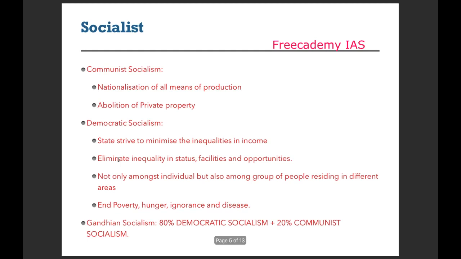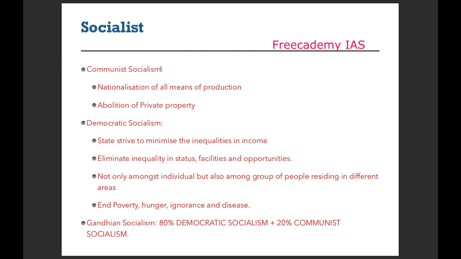Then coming to the next topic, which is socialist. There are different concepts of socialism. One is communist socialism. Here the state means the overall government. When we say state now, you can assume government for right now, because it includes everything: the central government, the state government, everything. So if I say state, just for right now, you can assume government.